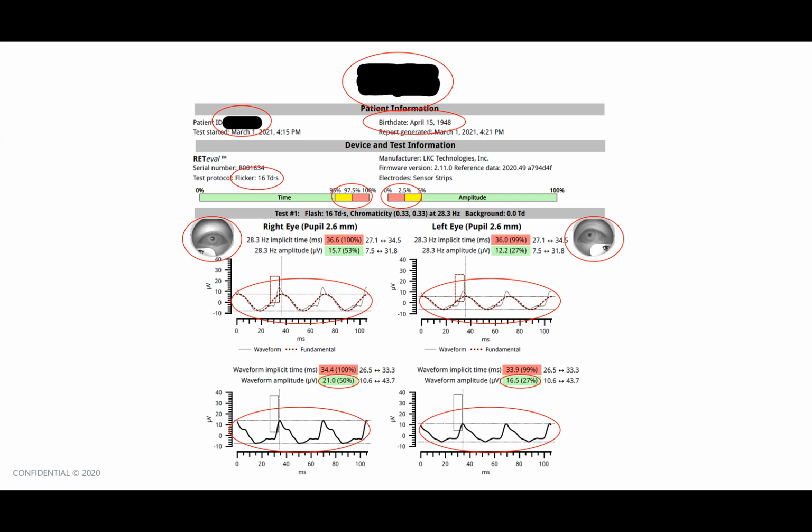There's a good response. However, the next piece of information I look at is the implicit time. And in this case, the implicit time in the right eye is significantly delayed, 34.4 milliseconds, 100th percentile, and 33.9 milliseconds, 99th percentile. So relatively slow compared to the normative database. In this case, I would be concerned because this generally indicates that something is stressing this person's retina. So if this were a patient that had diabetes, I might be worried that this patient might be developing diabetic retinopathy.